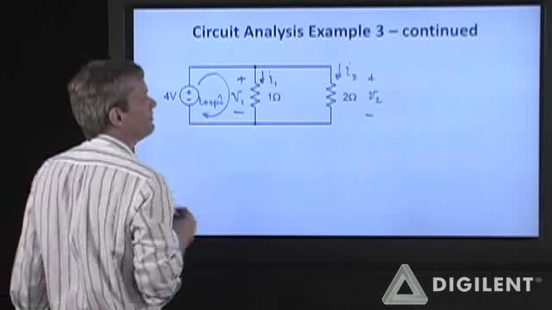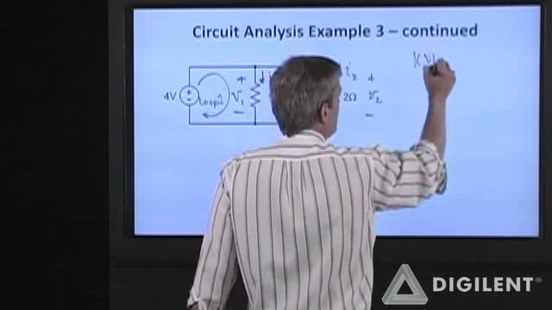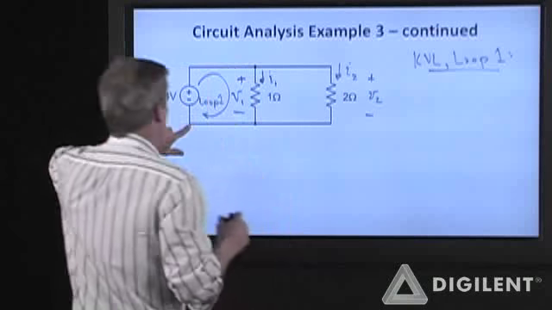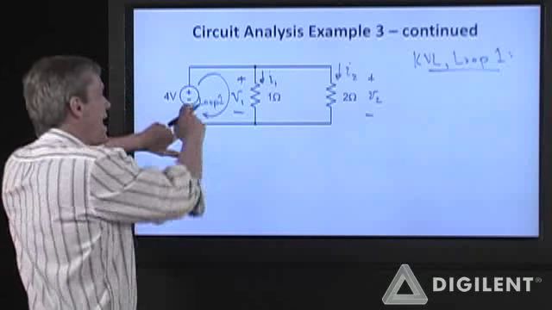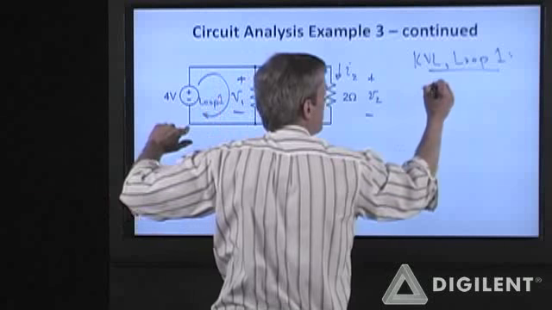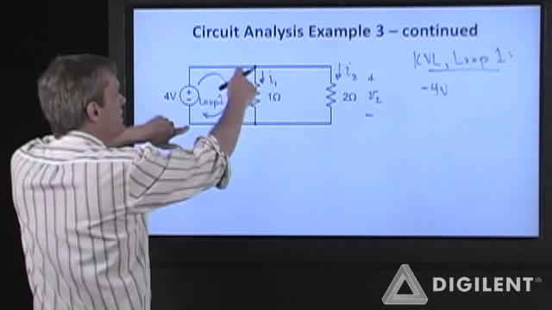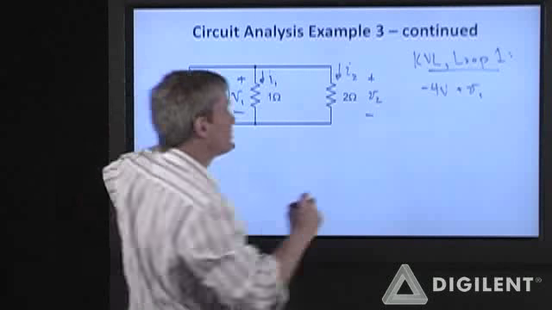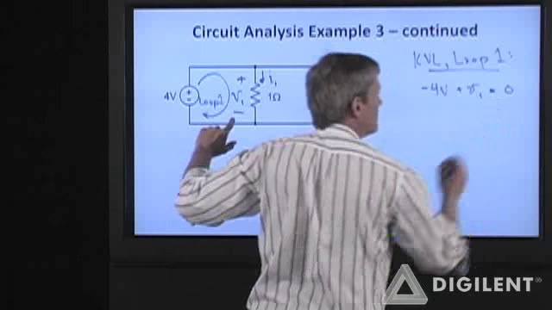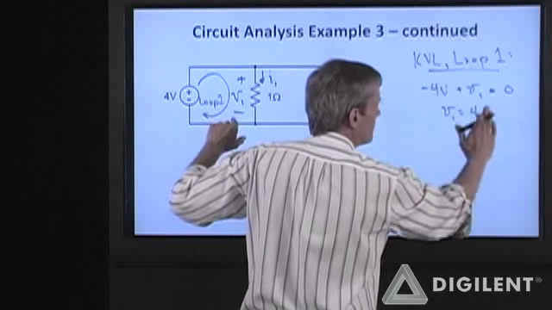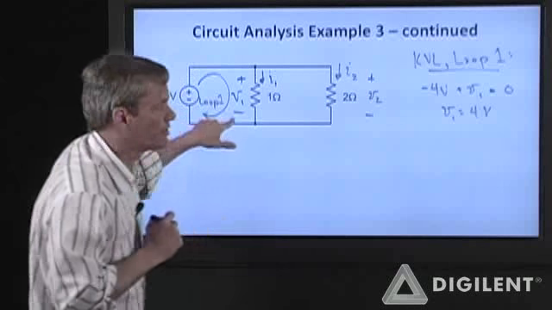So loop 1. KVL for loop 1. If I start at the lower left-hand corner, as is my habit, I hit the negative terminal of the 4-volt source first, so I end up with a negative 4 volts. Then I'll hit the positive terminal of V1 first. That'll become a positive term. That's all I have. So V1 is just 4 volts. Need a capital V for volts.